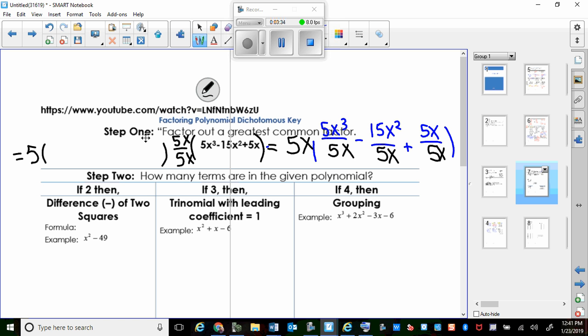I'm going to do one more before I move on. I have 5x times 5 divided by 5 is 1. X cubed divided by x is x squared, plus 15 divided by 5 is 3, and it's negative 3. So negative 3. X squared, take away 1 from the bottom, I'm left with 1x on the top, plus 5 divided by 5 is 1, and you're done. Okay?